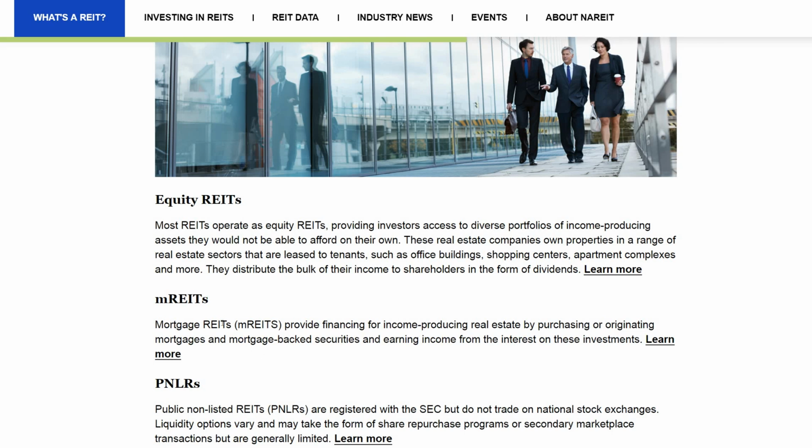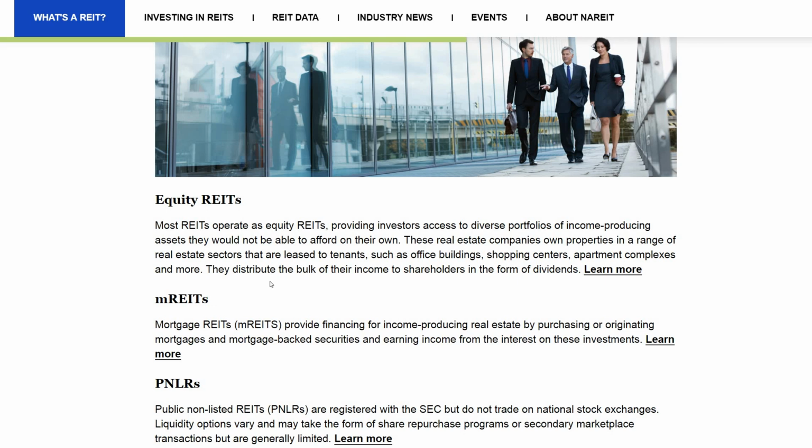Now, another type of REIT is your mortgage REIT. Mortgage REITs are really just talking about the mortgage itself, the interest that's being paid. And so these are a little bit riskier, in my personal opinion, compared to your equity REITs. They're very sensitive to interest rates. Obviously, equity REITs also fall into that category of being sensitive to interest rates, so that's something to be aware of.